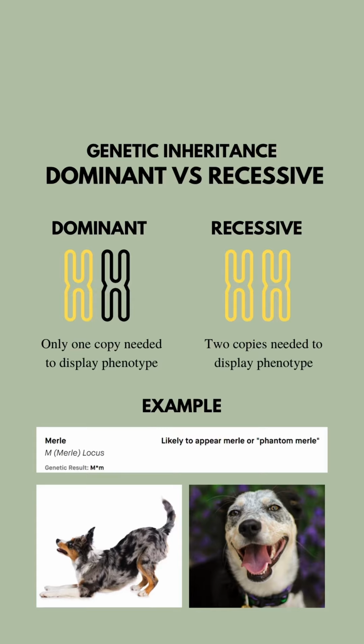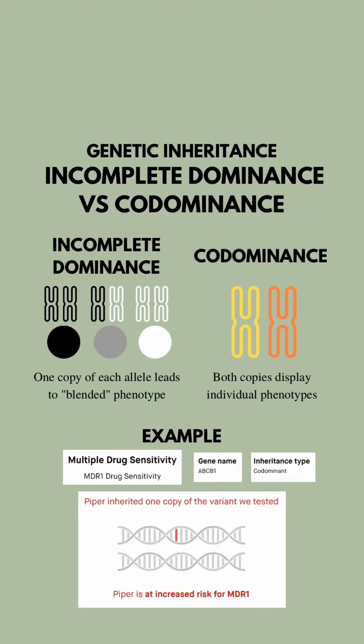An example of this is the Merle coat pattern on Piper's face. The Merle gene is a dominant gene, which means that even though Piper only has one allele, she still has the characteristic Merle patterning. Looking at incomplete versus codominance, the difference between the two is that in incomplete dominance, one copy of both alleles lead to a blended phenotype, while codominance means that both alleles are expressed equally.